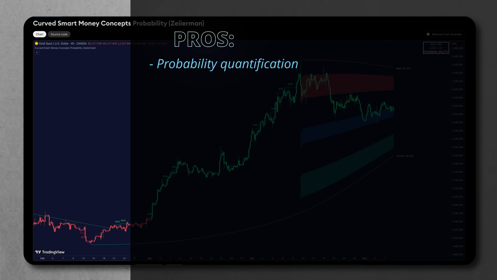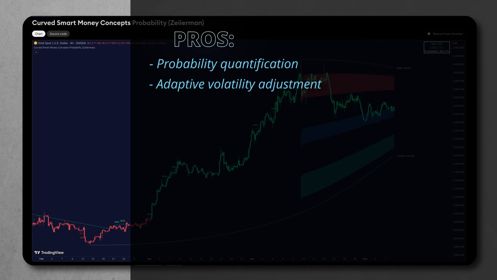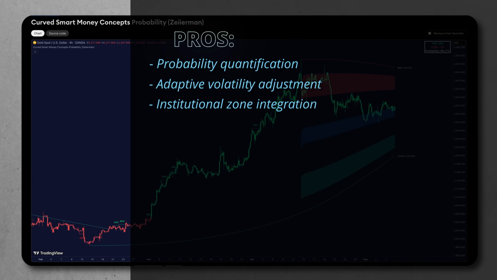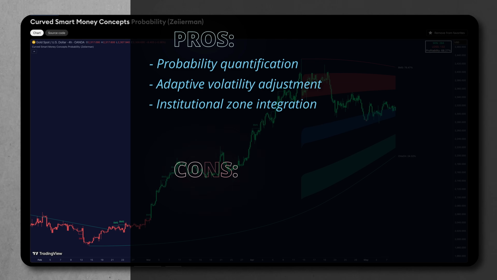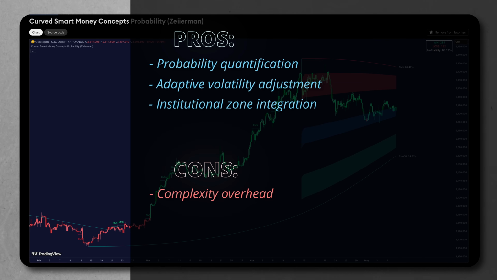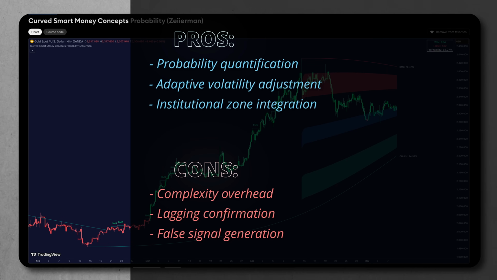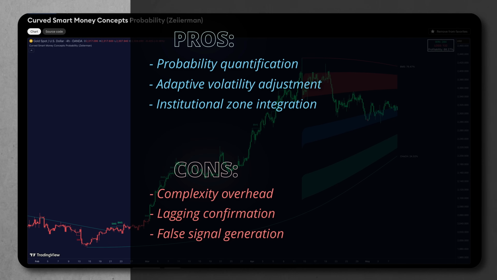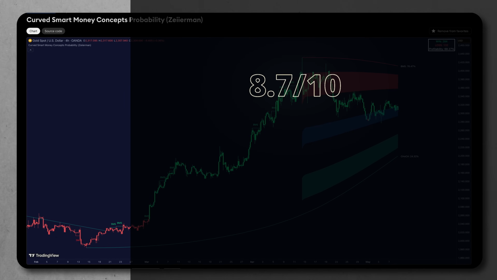Pros: probability quantification, adaptive volatility adjustment, institutional zone integration. Cons: complexity overhead, lagging confirmation, false signal generation. Ranking: 8.7 out of 10.